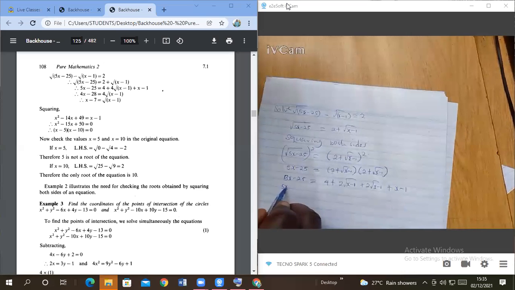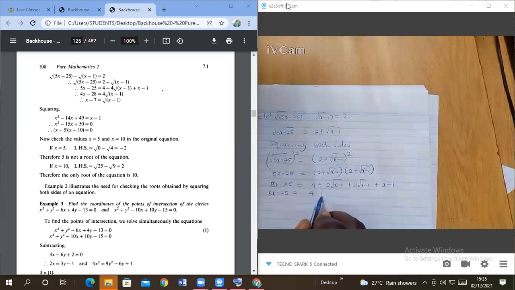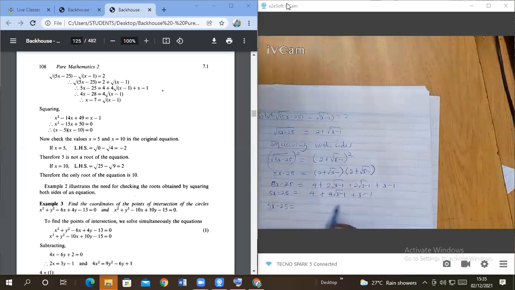So we have 5x minus 25 is equal to 4 plus, what is 2 root of x minus 1 plus 2 root of x minus 1? Root of x minus 1. Very good, thank you. Then plus x minus 1. We now collect the like terms. 5x minus 25 is equal to 4 minus 1, which is 3 actually, plus 4 root of x minus 1 plus x.